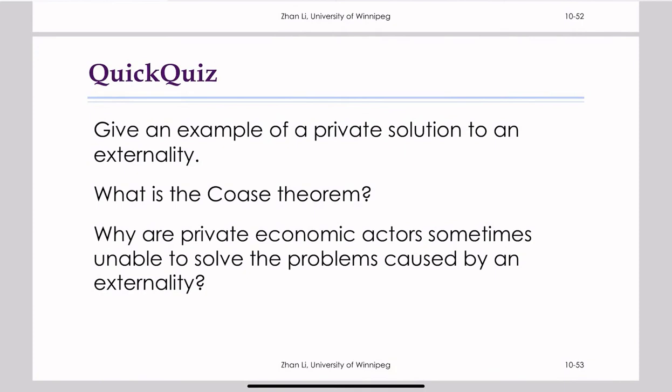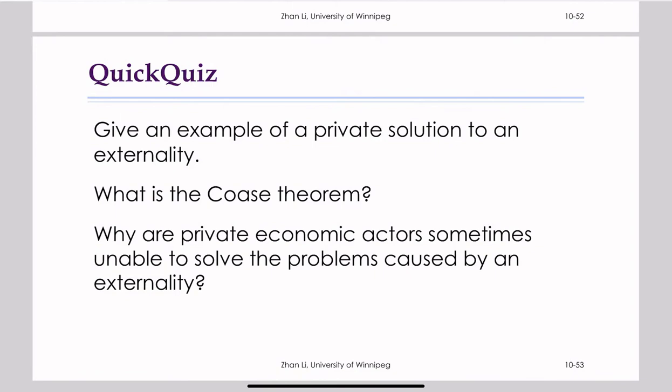So why are private economic actors sometimes unable to solve the problems caused by an externality? In the lecture note, we discussed, let me think, at least two types of costs, right? The first is transaction cost. The second is coordination cost. There could be some other costs, right? Think about this. In my example, I could knock on my neighbor's door and ask him to turn down the volume. But you can imagine that if my neighbor next door is a very dangerous person, right? So maybe I just will not knock on his door, right? Because I would feel if I knock on his door, maybe there could be some severe consequences if the neighbor is a bad person, right? So in this case, you can see that fear can prevent bargaining from happening, right?